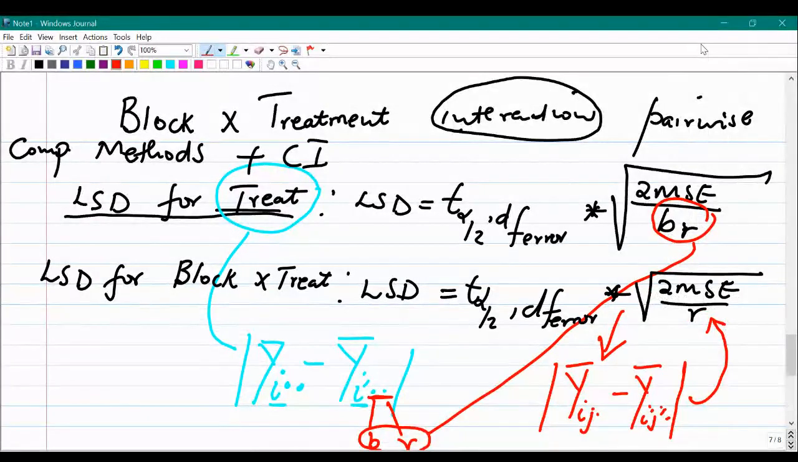So I want you here. Let's do an example, it's fine. Can you please give me an example that you did with Mr. Law, which involves blocks by treatment interaction? Let's do a practical example. Yes.